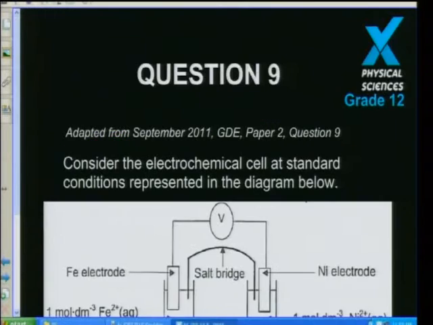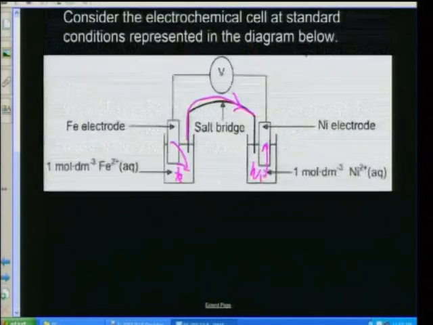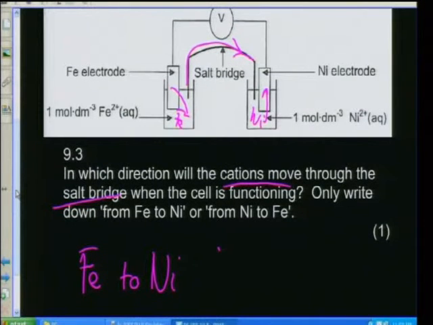I think we've got chance for one more question, and it's a very important question. In which direction will the cations move through the salt bridge when the cell is functioning? Now the cations, remember, we're going to get the Fe going into solution. So from here, the nickel ions are going to go onto the plate. Again, the cations will move from the iron to the nickel side, and the reason for that is we want to get more positive ions into that. Cation, remember, is a positive ion.